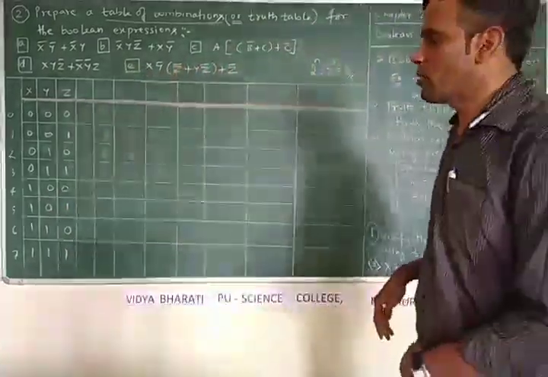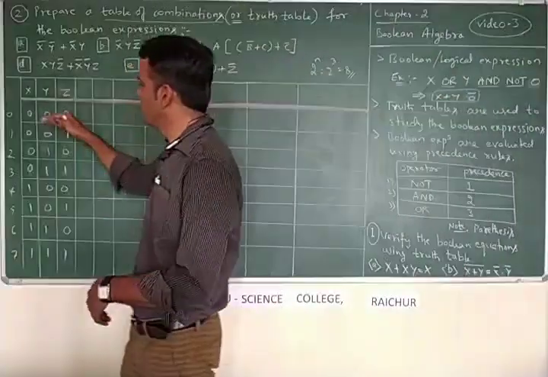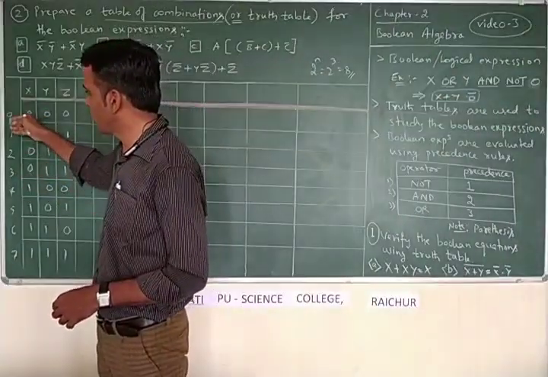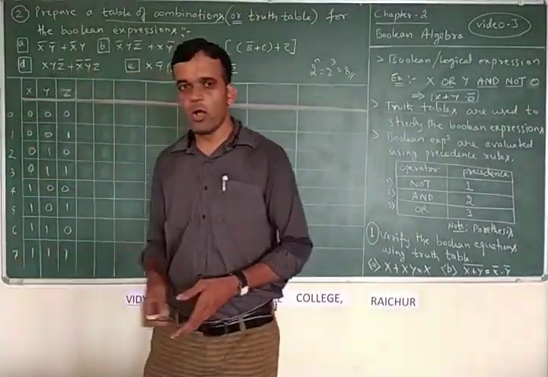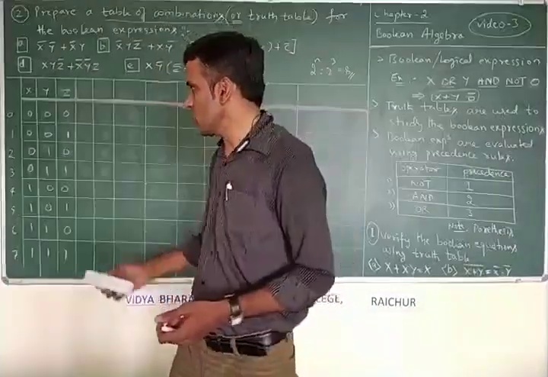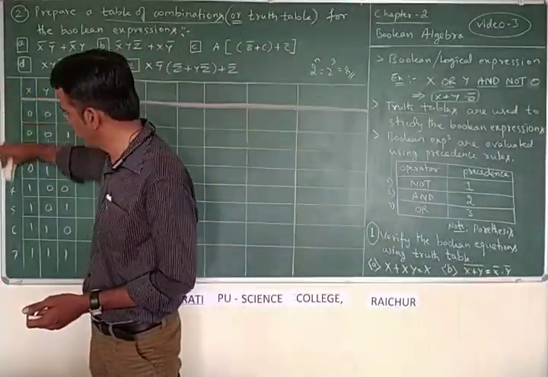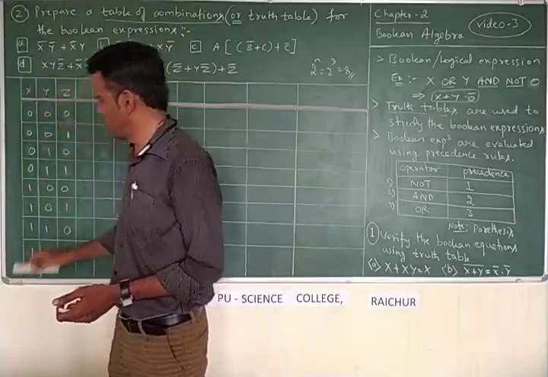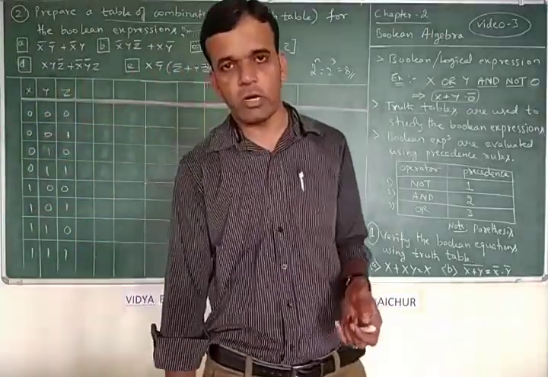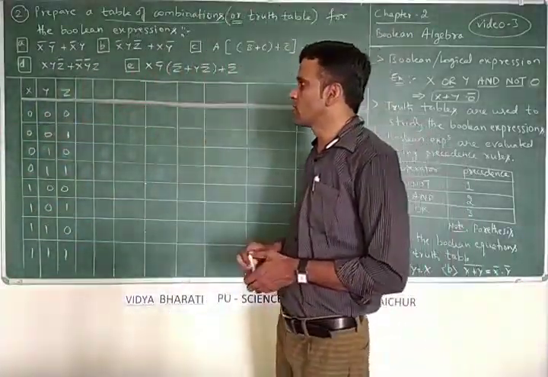So automatically what happens? It is going to be in this fashion, in increasing order of decimal equivalents. So it is not necessary right here. Just follow this traditional way of writing the combinations of zeros and ones.